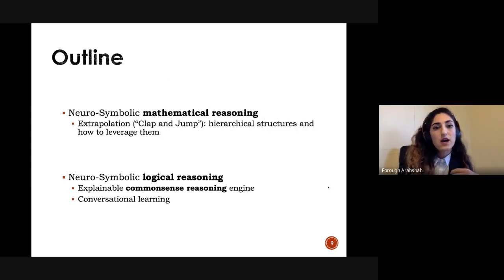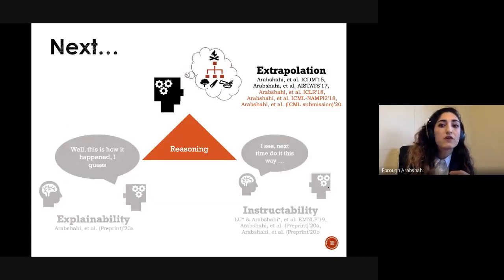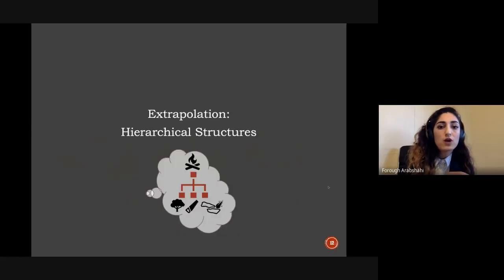So in this talk, I want to introduce two of our applications of the neuro-symbolic algorithms. The first one being in mathematical reasoning, and the second one in logical reasoning for the problem of common sense. So let me start with mathematical reasoning. And in this part of the talk, I focus on the problem of extrapolation and talk about how, by extracting hierarchical structures from data, we can achieve extrapolation.